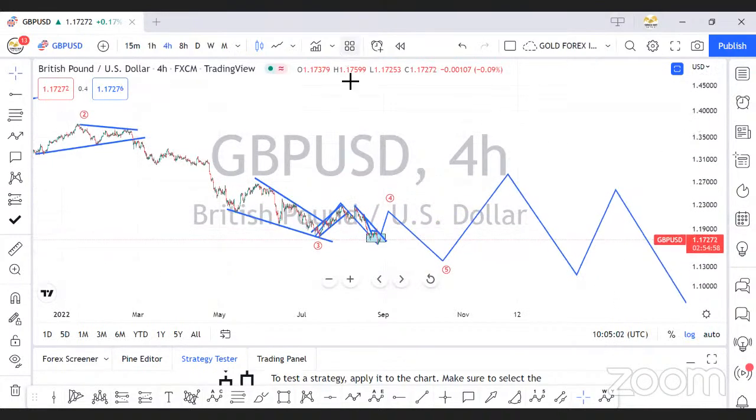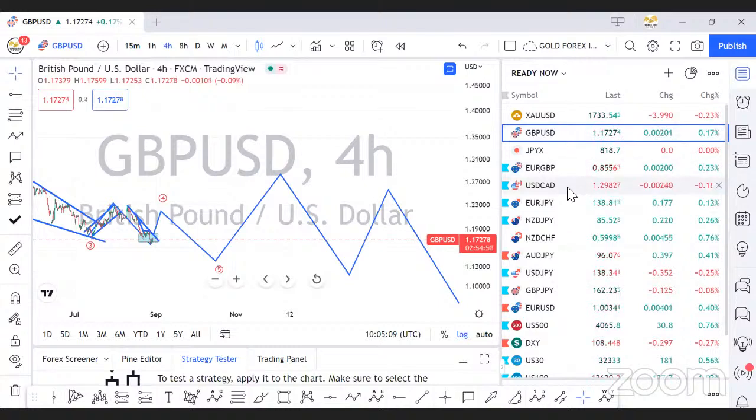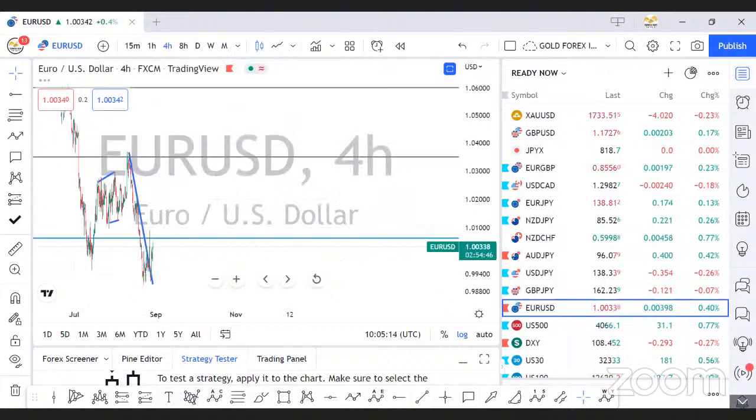So that is my plan for pound USD. The same with Euro USD.